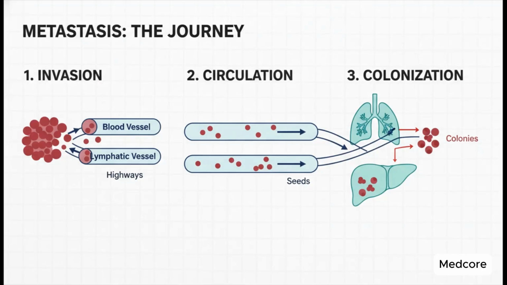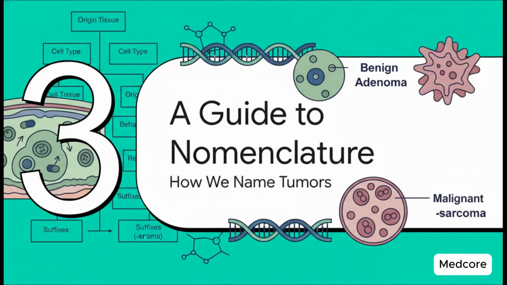So once those cells are invasive, they can hop onto those highways and travel. This is metastasis. You can think of the tumor cells like seeds, traveling through the bloodstream or lymphatic system, looking for fertile soil in a distant organ, like the liver, the lungs, or the brain, where they can land and start a new colony. Okay, we've got the process down. Now let's learn how to speak the language.